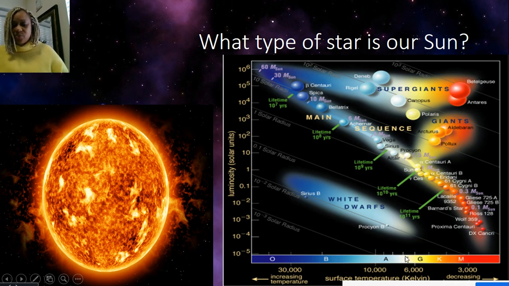And those letters, when you see those letters, those are called spectral classes, okay?